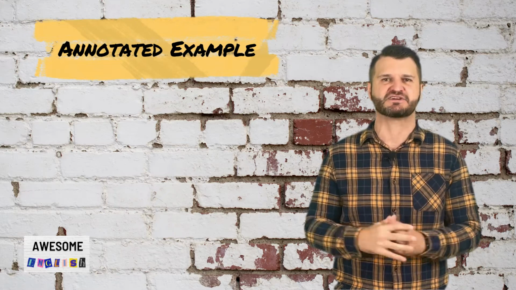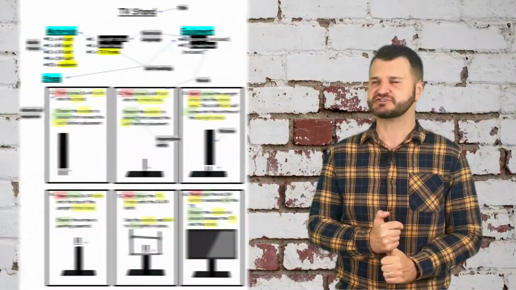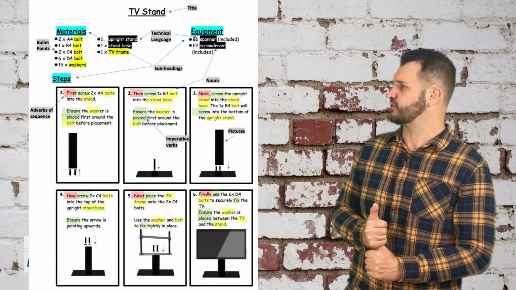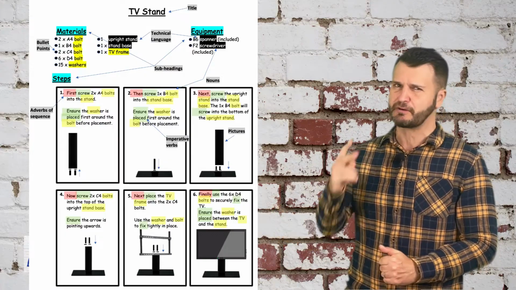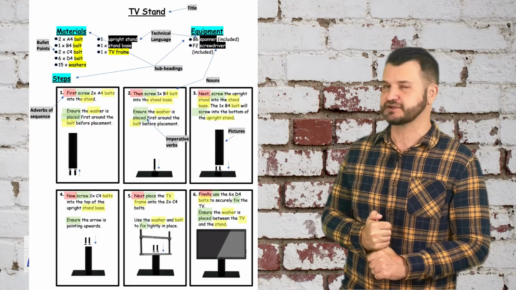All right, I hope that brainstorming session went well and you're able to spot and identify those key features in that part of an instructional manual. Let's check it out, annotated. So you can see we have the title. We have those bullet points. You probably spotted those. We also have nouns and technical language.